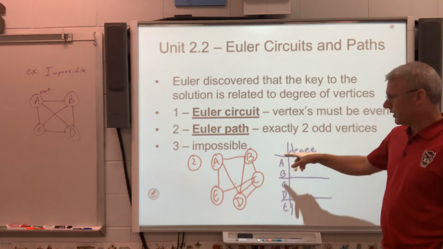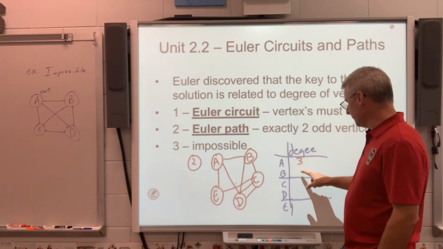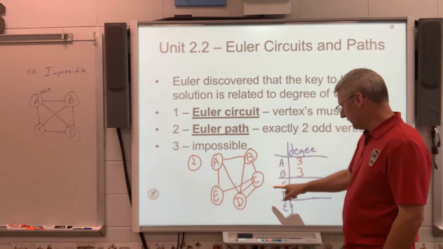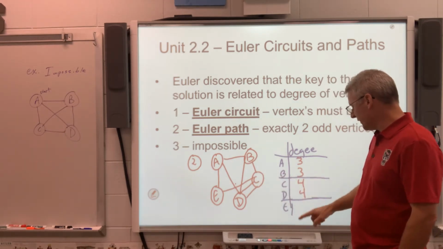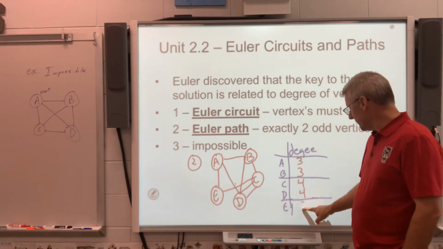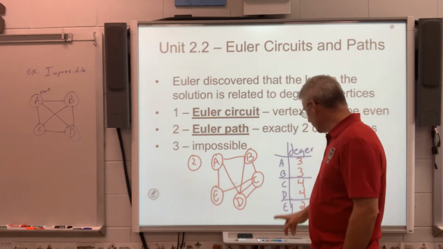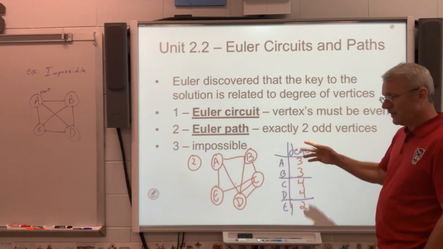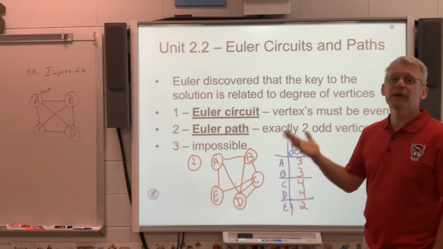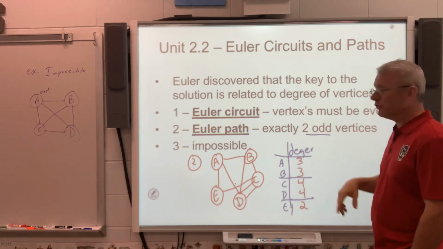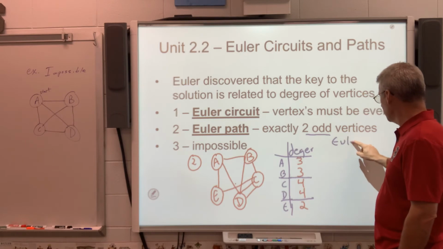So on this, let's count the degrees. A is going to be 3. B is going to be 3. C is actually 4. If you look closely, there are 4 there. D, you got to be careful there too, it's going to be 4. And then E is going to be a 2. So if we look at that, how many odd ones do I have? Well, these 2 are odd. They don't have to be the same number. It could have been 1 and 3, 1 and 5, or 3 and 9. Any of those, as long as it's exactly 2 odd, then this is going to be an Euler path.